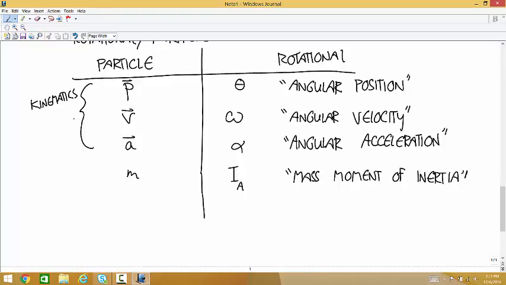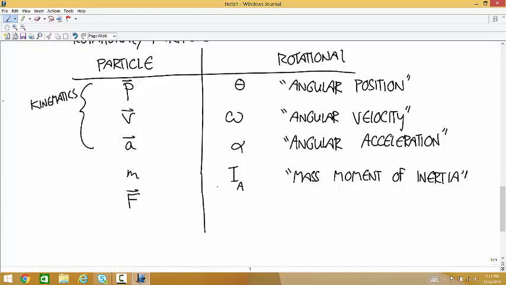And it's a measure of how easy or hard it is to get an object spinning. Just like this is a measure of basically how hard it is to get an object moving. And then in order to overcome the inertia of an object's mass, to get it accelerating, you need to apply a force. So the next kinetic quantity I defined was force.